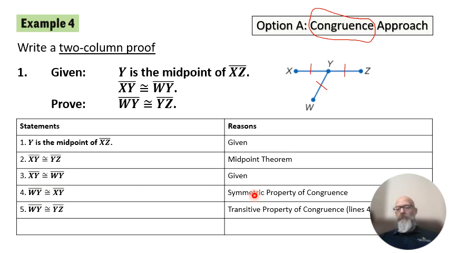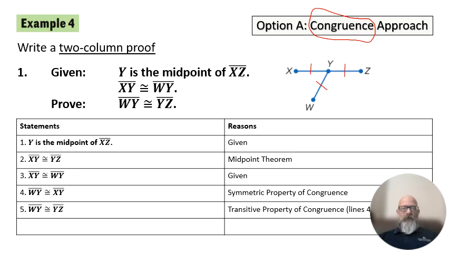It's called, coincidentally, the symmetric property of congruence. So all we did was flip line 3 from XY is congruent to WY, to WY is congruent to XY. You're like, why? Why are we doing this again? Okay, let me highlight some stuff for you here.